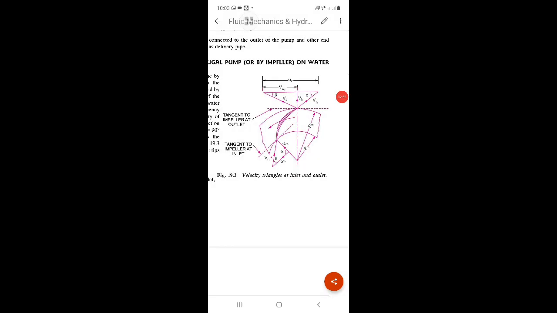So U2, Vw2 is the outlet velocity, U1, Vw1. VR1 is the relative velocity at inlet, VR2 is the relative velocity at outlet. V1 and V2 are the inlet and outlet velocity. R1 and R2 are the inner radius and outer radius of the impeller. So this is the expression for work done by the impeller, and the formulas.